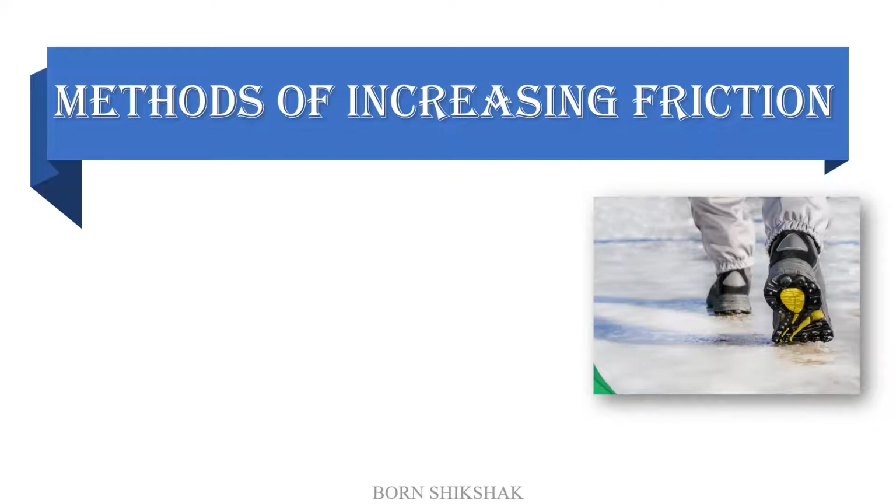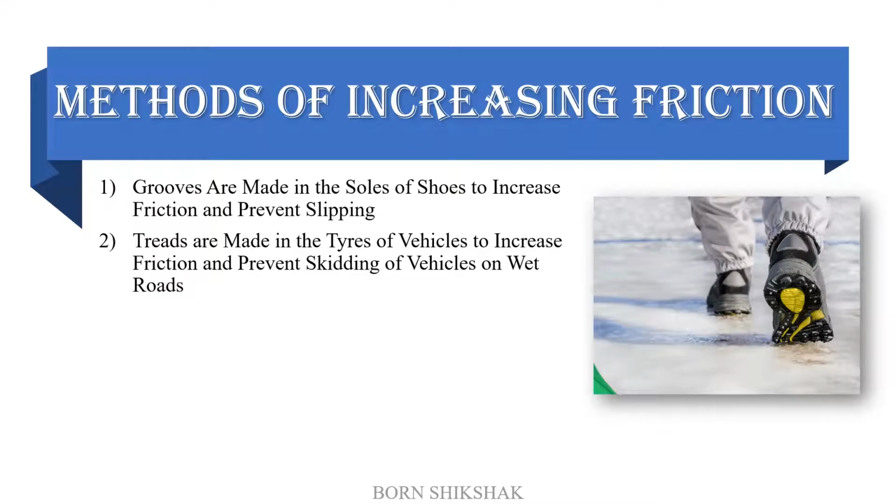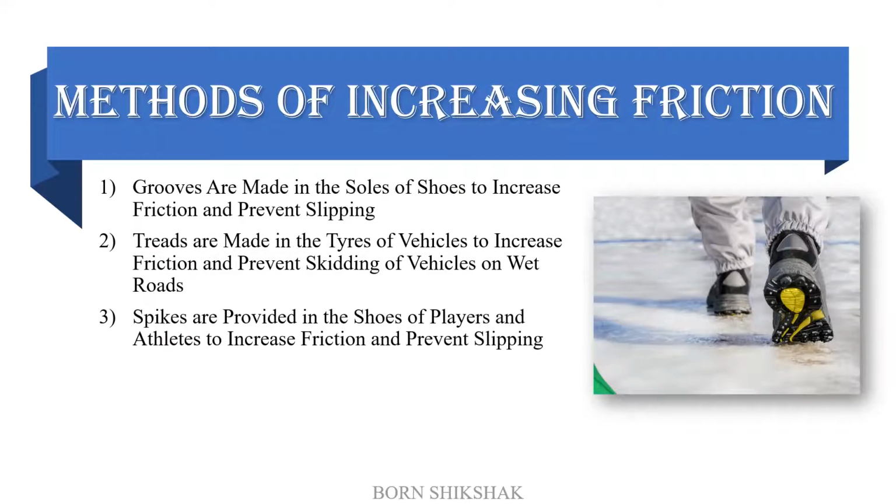Now we will be discussing methods of increasing and decreasing friction. Grooves are made in the soles of shoes to increase friction and prevent slipping. Treads are made in the tires of vehicles to increase friction and prevent skidding of vehicles on wet roads. Spikes are provided in the shoes of players and athletes to increase friction and prevent slipping.